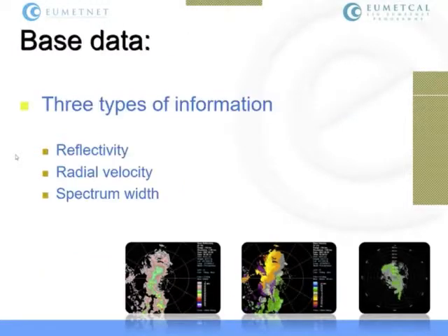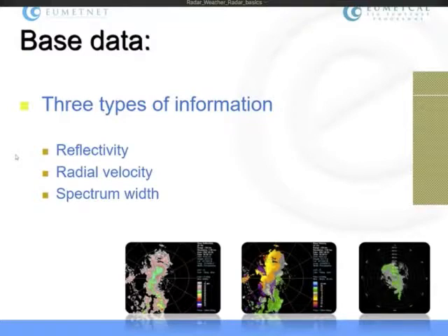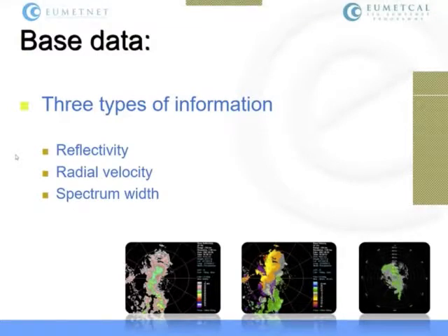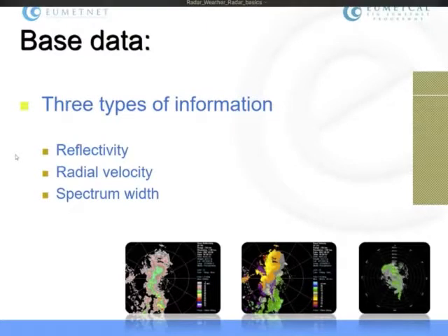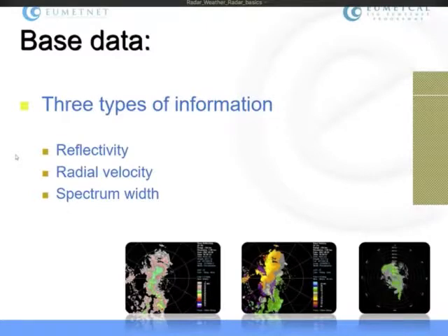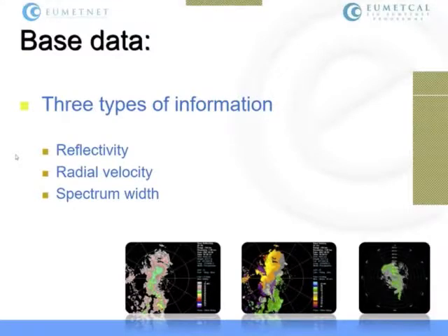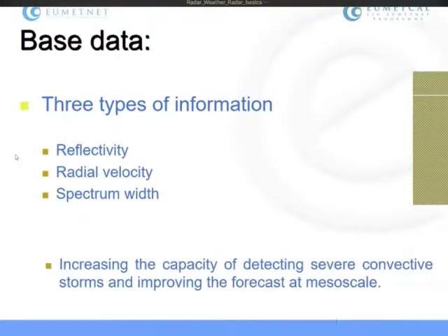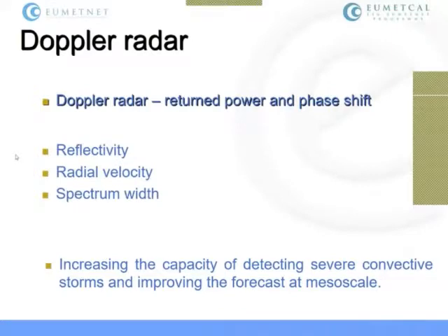Actually, this information can be used very well in detecting, monitoring, and forecasting the evolution of thunderstorms. Of course, with the new technology of dual polarization, you can have more information, and the outcomes and also the automated products are much better than in the case of single polarization weather radars.